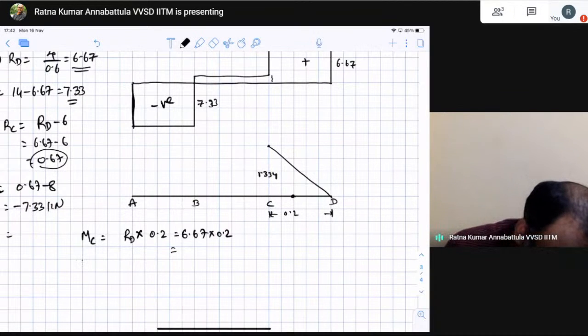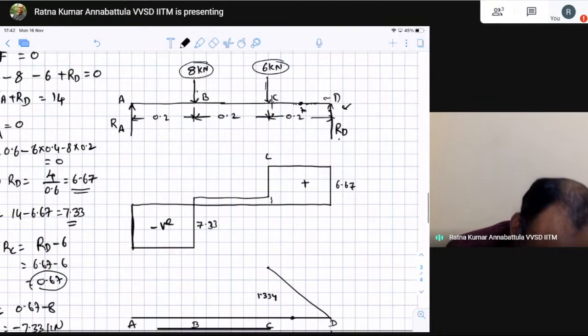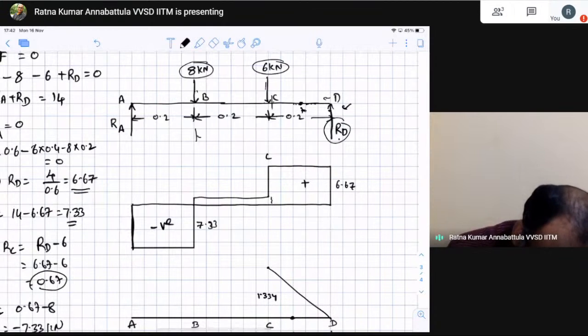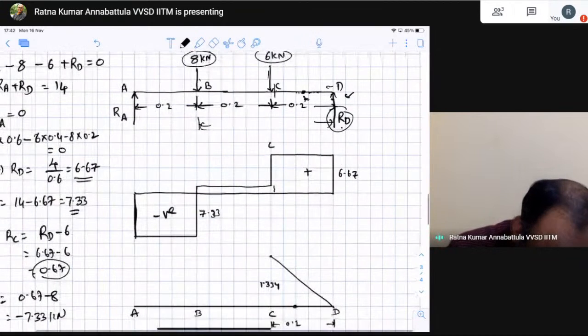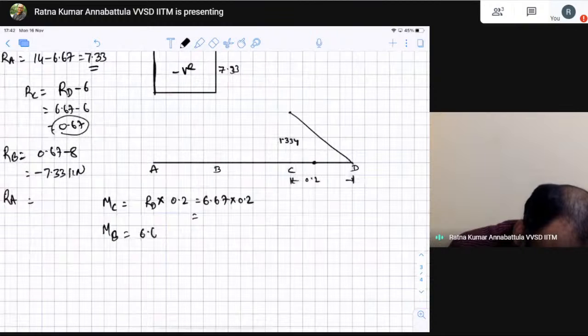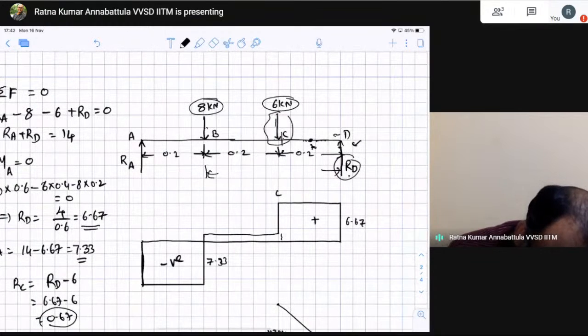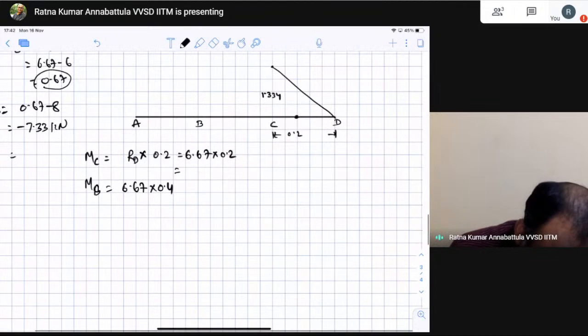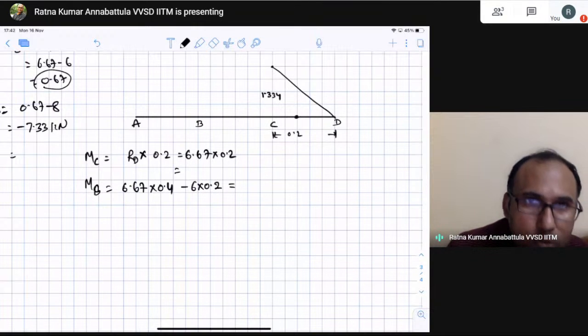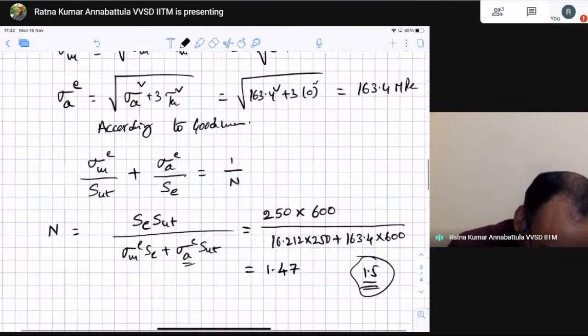Similarly, you have to calculate bending moment at B. Bending moment at B will be this guy times the distance to that guy. What is that? 0.4. So RD, that is 6.67 into 0.4. And here there is another force. This guy is also going to cause bending moment at point B. So that is 6 into this guy, but it is in the opposite direction. So minus 6 into 0.2.